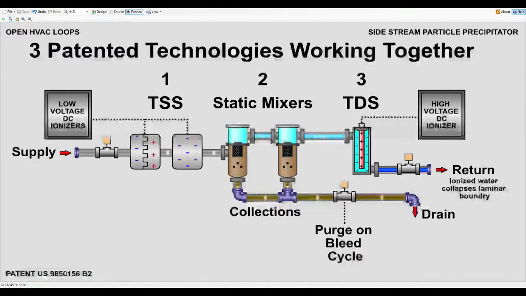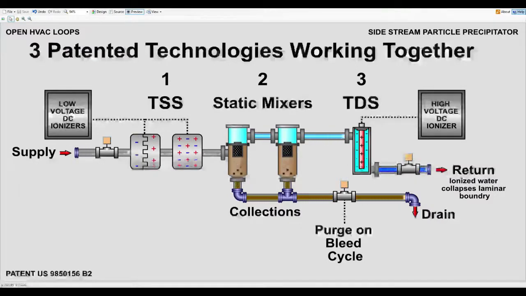Flow continues from the top of the stainless steel vessels into a positively charged high voltage DC ionizer cell, generating an electrostatic field that collapses laminar boundaries, which improves the thermotransfer throughout the condenser loop.